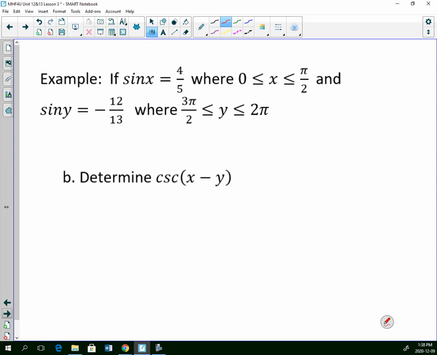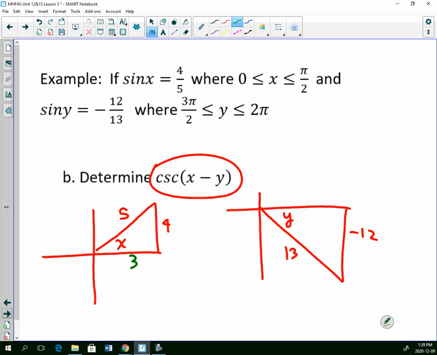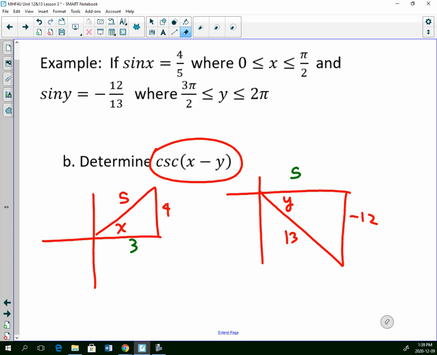This one says sine X is 4 over 5, and X is in quadrant 1. It's the same diagrams, but we're finding something different. So this time we're looking for cosecant of X minus Y. So it's actually the same angles. Angle X is in quadrant 1. The sine ratio is 4 over 5. We know that the missing side is 3. We just determined that. And we know angle Y is in quadrant 4, between 3 pi over 2 and 2 pi. It gave us 2 sides, and then we calculated the third side. Okay, so same diagrams, but different question. So it wants us to find cosecant X minus Y.